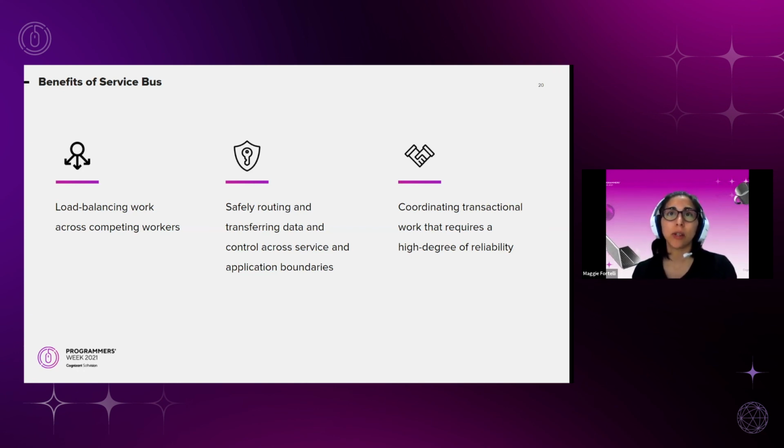And then last, coordinating transactional work that requires a high degree of reliability. Well, this is related to the point I just made. This protocol is really good at not losing any message, because sometimes when we implement this, for example in the purchase flow, you don't want to lose any sale or any package or anything. So it's really good to not lose any message and keep track of everything.